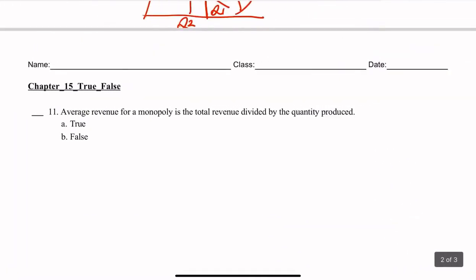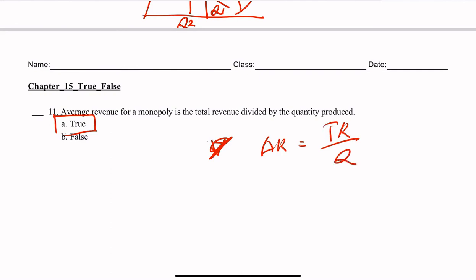Average revenue for a monopoly is the total revenue divided by quantity produced. This is definitely correct because that's the definition of average. So average revenue equals total revenue divided by quantity. This clearly holds for any type of firm, either a competitive firm or a monopoly firm.